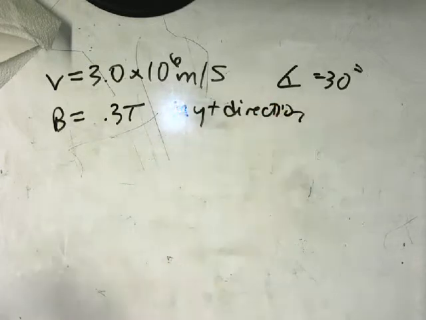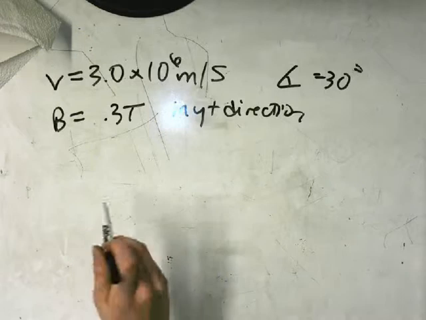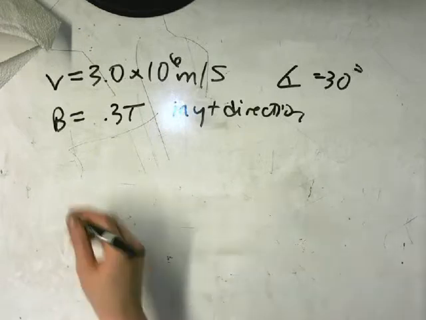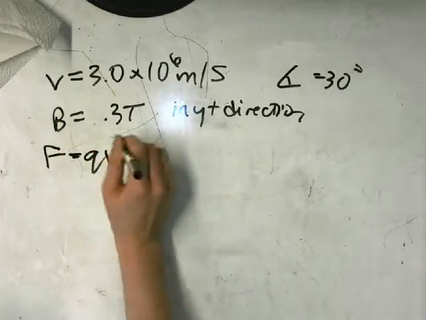So, first we're going to try to find the magnitude of the magnetic force. Since we know the velocity and the magnetic field, and we know the charge, we can find the force with the equation F equals QVB.